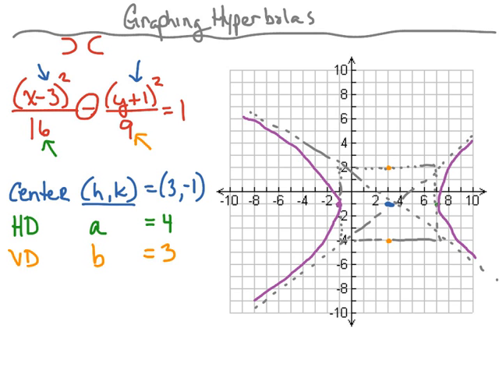So this would be the graph of our hyperbola that has the equation (x minus 3) squared over 16 minus (y plus 1) squared over 9 equals 1.